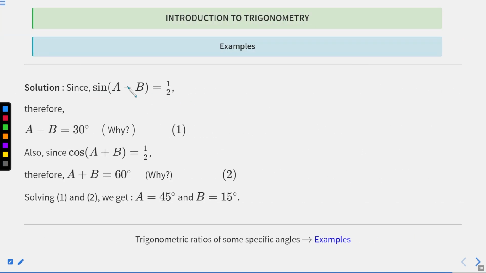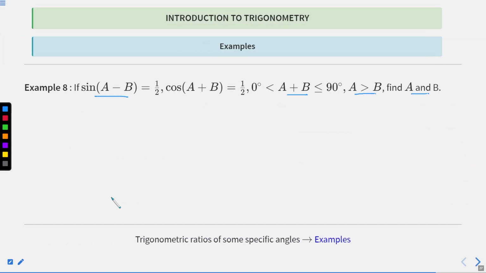So let us solve it. Since sine of a minus b is equal to half, therefore a minus b is equal to 30 degree, since sine 30 degree is 1 by 2. Since cos of a plus b is equal to 1 by 2, therefore a plus b is equal to 60 degree, since cos of 60 degree is equal to 1 by 2. Now solving these two equations, we get a is equal to 45 degree and b is equal to 15 degree.